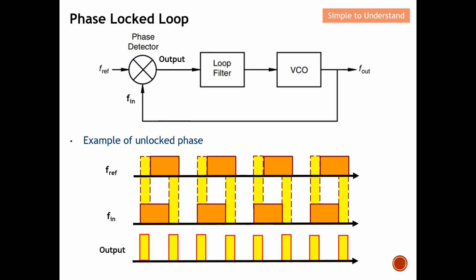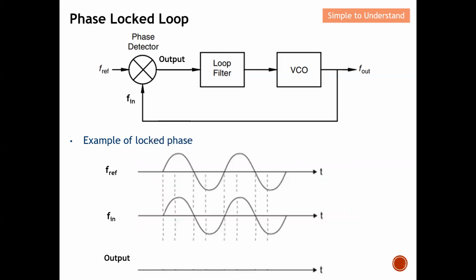So next, let's move on to the sine type. So basically for sine type, you can see that this is under the lock phase, which means that the phase of F reference and the phase of F in are all in phase. Again, from here, you can see that nothing is displayed at the output over here.